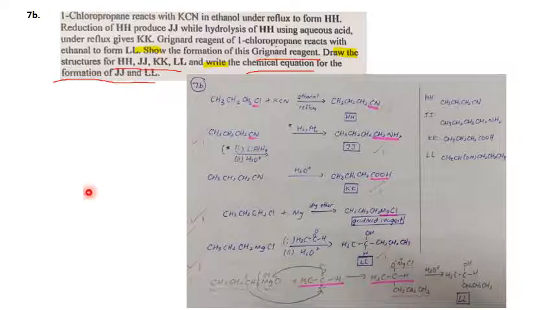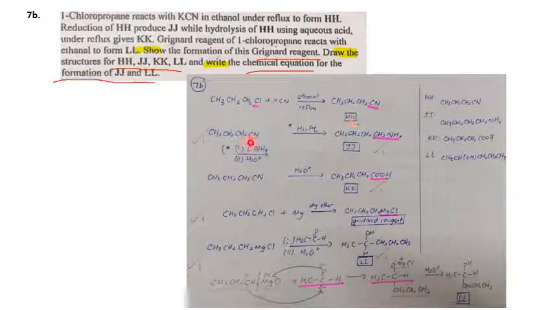Okay, for 7b, 1-chloropropane reacts with cyanide in ethanol under reflux to form HH. So actually this is nucleophilic substitution. This statement I will convert into a chemical equation. So plus cyanide, ethanol, reflux, and then HH is formed.